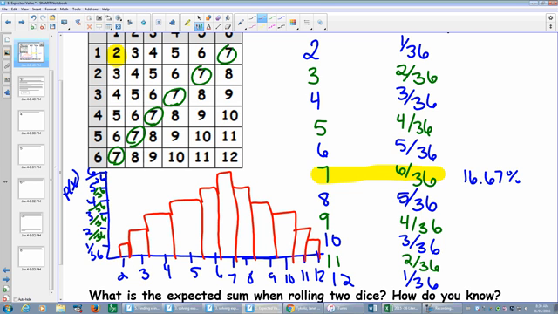How would we describe this graph here? Mike, do you remember? Anyone remember? Thank you, Joanna. This is a normal distribution graph.